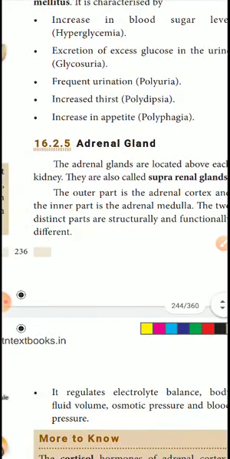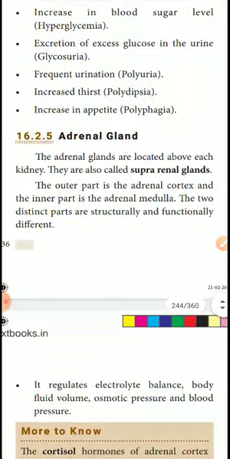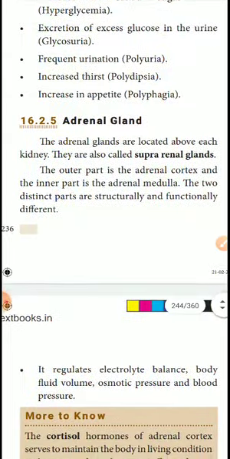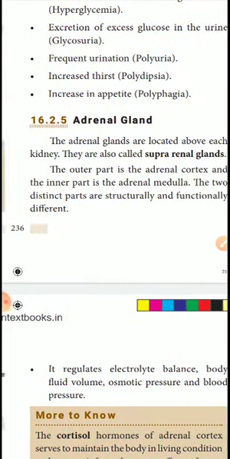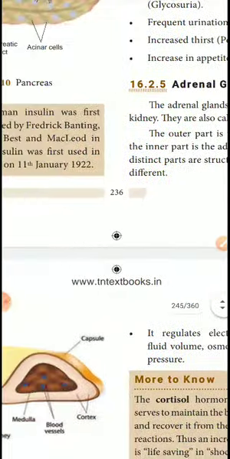Next, the adrenal gland. It is located above the kidney. It is also called the suprarenal gland. It has an adrenal medulla and a cortex, two distinct parts that are structurally and functionally different.